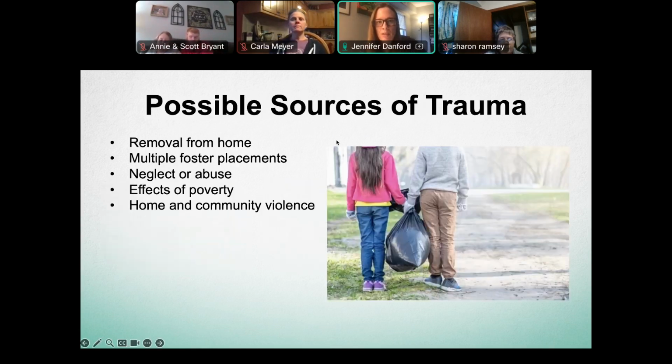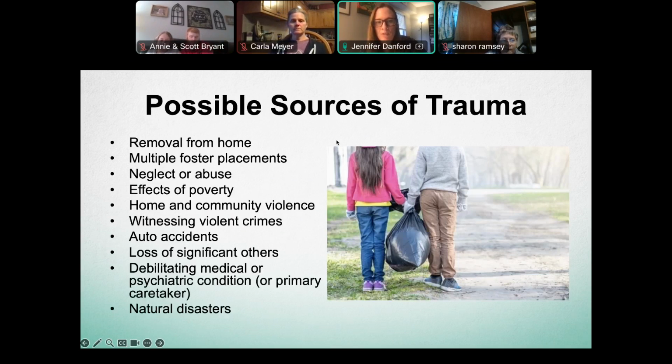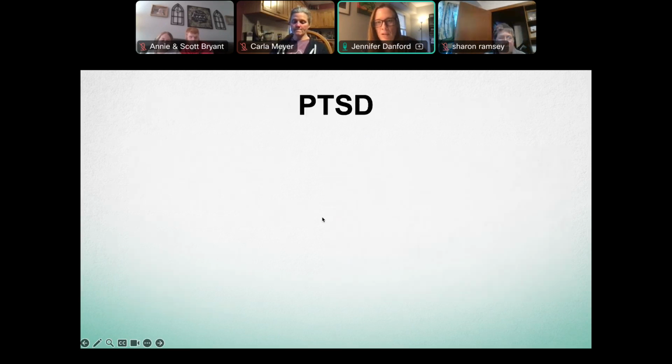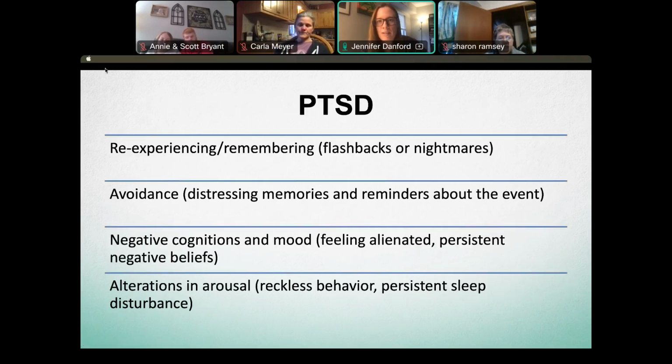We have a lot of trauma sources. This happens to our kids as well as their parents, but we know removal from home and moving placements is a source of trauma, and also the initial neglect and abuse. Often there's poverty, home or community violence, community crimes, but even things like auto accidents, loss of significant others, having someone in the home with a medical or psychiatric condition, or even natural disasters can be part of trauma. We know our kids have PTSD, both diagnosed and just symptoms.